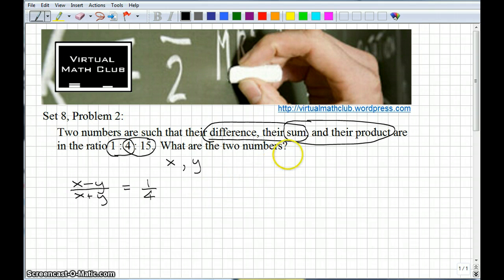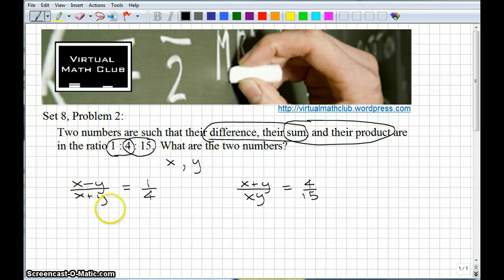And the ratio of the sum to the product, so there's x plus y over the product, which is x times y, is equal to 4 over 15. So that's a hint. That'll get you started. You basically have two equations and two unknowns. So you should be able to solve it. So let me go ahead and do that. Let me go ahead and give you the solution.